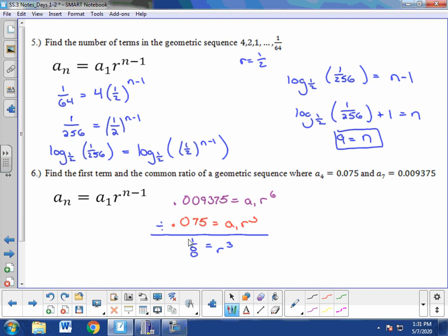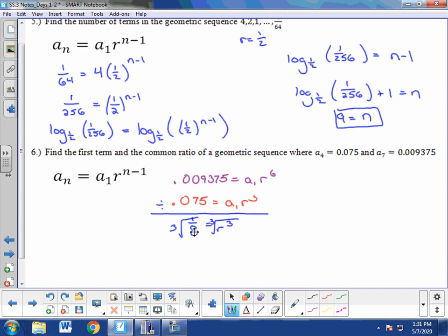Now the reason I wrote this as a fraction is because now it's easier to solve for r. We can take the cube root of both sides. And again, this isn't the only way to solve the system of equations, but it's a way. So the cube root of 1/8 would be like cube rooting 1. So the cube root of 1 is 1. The cube root of 8 is 2. So r is 1/2.